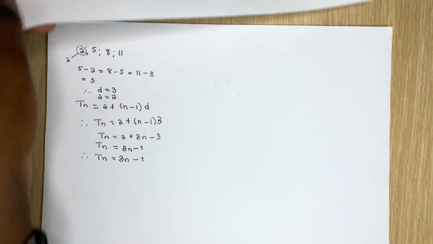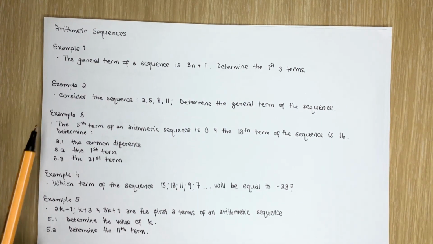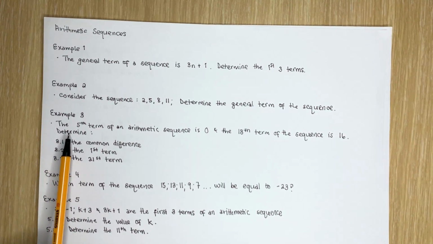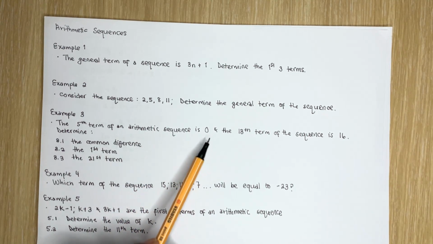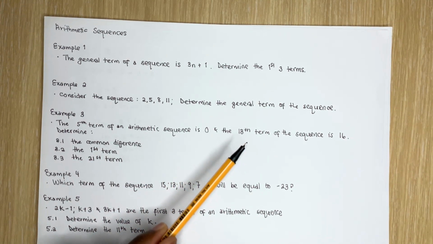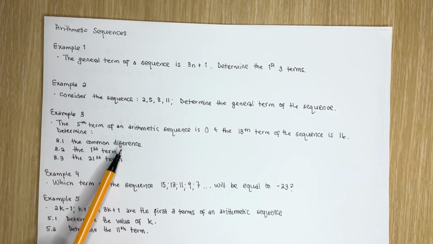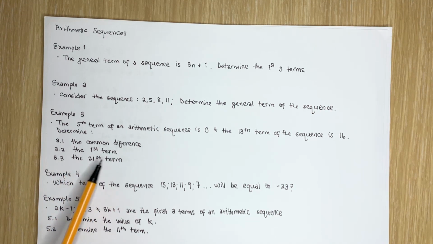We're going to move to the third example. In example 3, we are told that the 5th term of an arithmetic sequence is 0, and the 13th term of the sequence is 16. First, determine the common difference, then determine the first term and the 21st term.